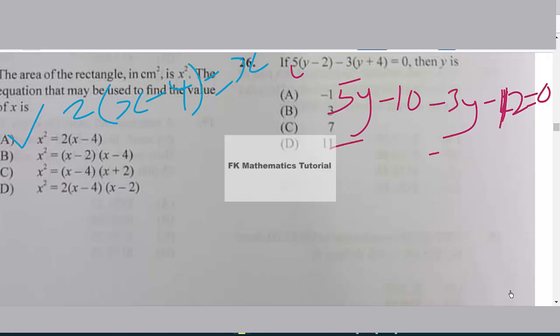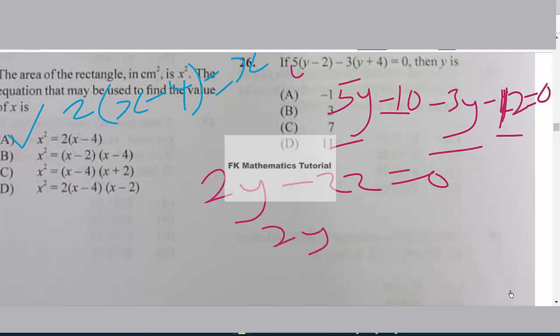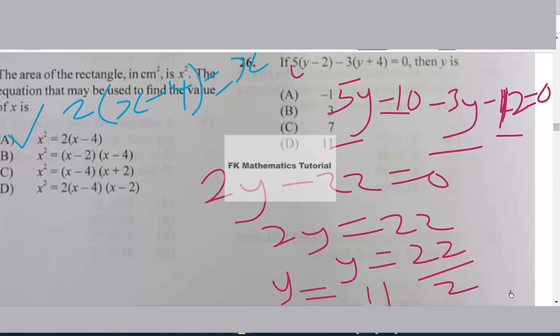We'll combine this and this. That will give us 2y. Then negative 10 and negative 12 will be negative 22 equals 0. So 2y is equal to 22 plus 0, which is the same as 22. Divide both sides by 2. So y equals 22 over 2, which is the same as 11. So the correct answer is D.